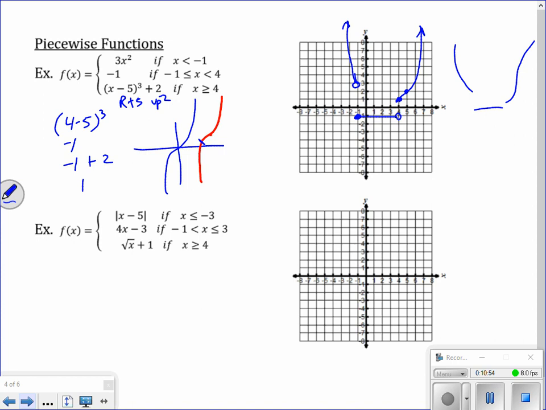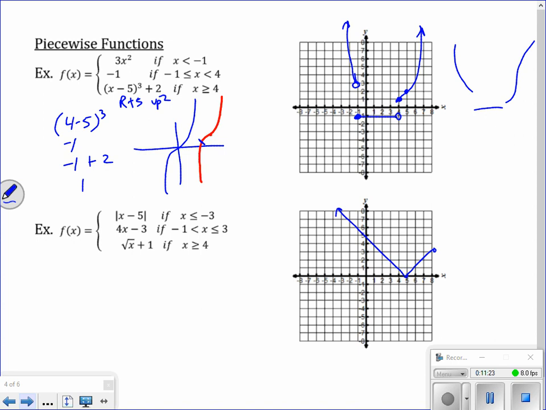I get an absolute value graph, I have a line, and I have a square root function. So I'm only supposed to do the absolute value graph to the left of negative 3. So I'm going to draw that one on here. So to the right 5. So it's over here, and it's going up this way, and it's going over here. I think I got the correct slope on there. Close enough. All right, so I want this if it's less than or equal to negative 3.